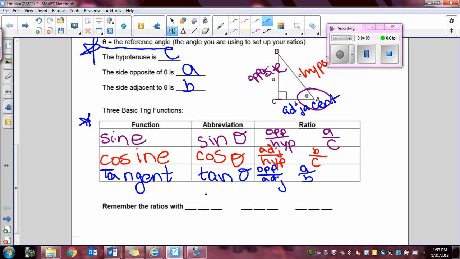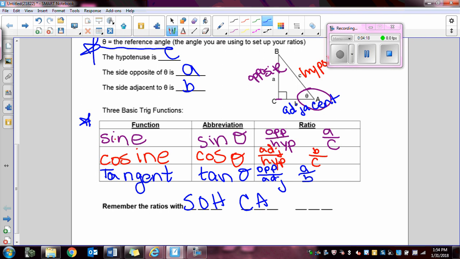It's called SOHCAHTOA. S-O-H, C-A-H, T-O-A. And what it stands for is sine is opposite over hypotenuse. Cosine is adjacent over hypotenuse. And tangent is opposite over adjacent.